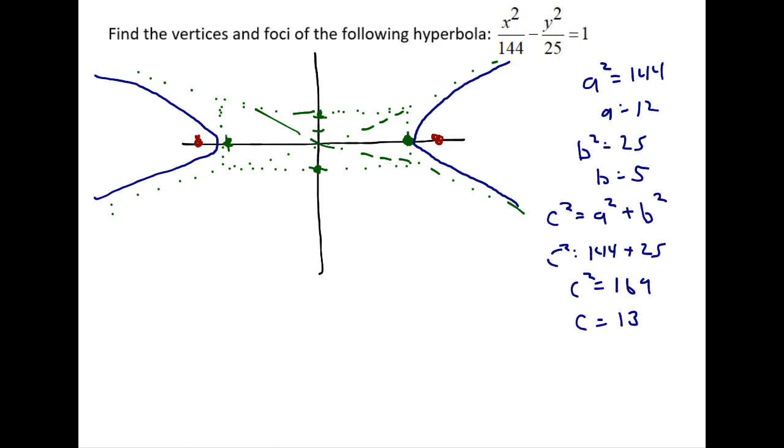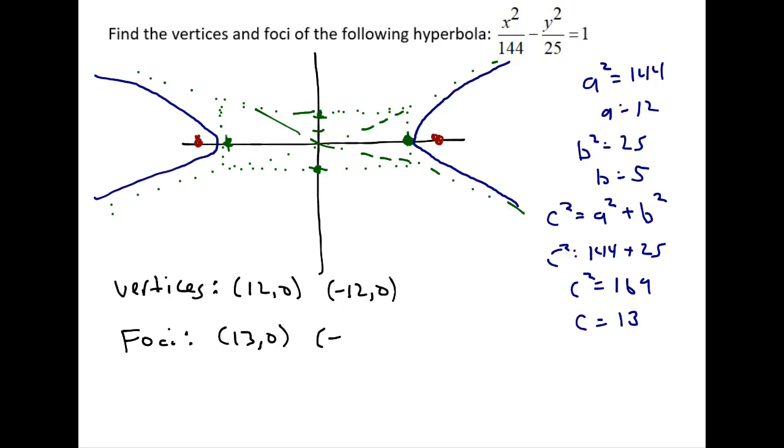Okay, so what can we conclude then? What are the coordinates of the vertices here? The vertices are going to be at (12, 0) and (-12, 0). And what about the foci then? The foci are going to be at (13, 0) and (-13, 0).